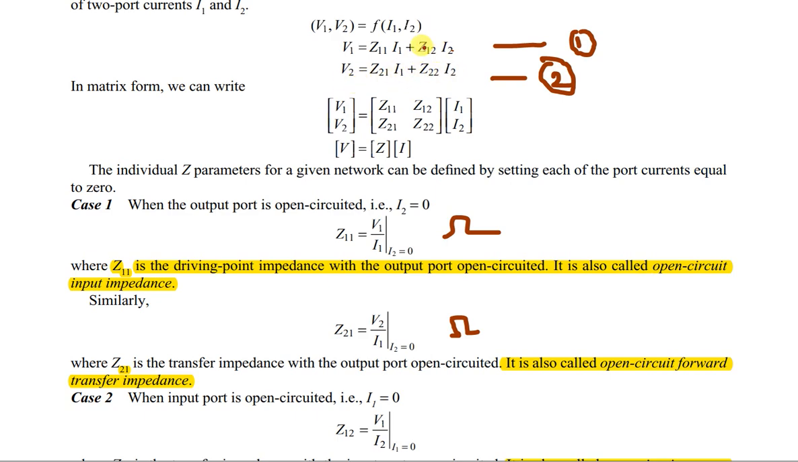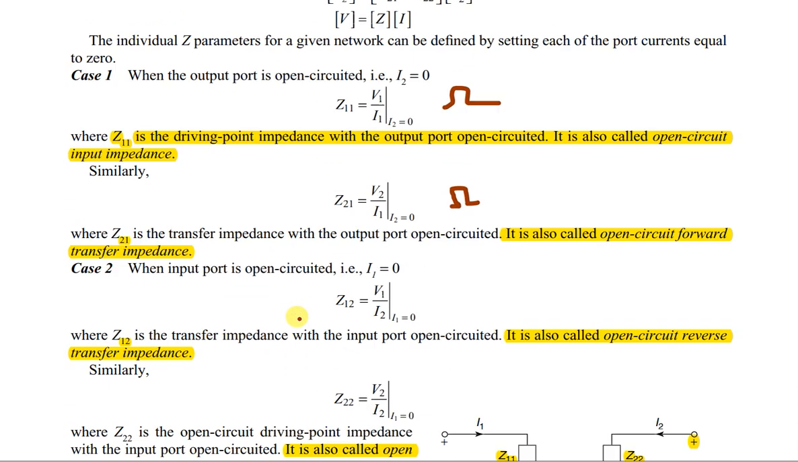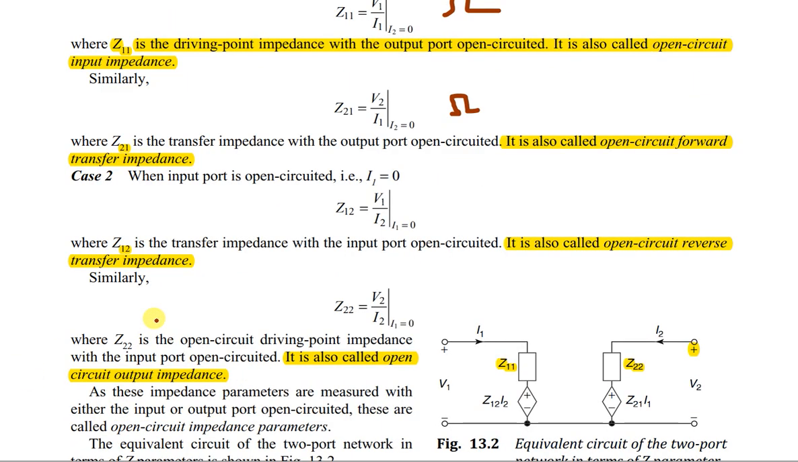But this one, Z12, is input side voltage and output side current. The voltage is input, the current is output. So it is reverse. So it is called reverse transfer impedance. Z12 is input side voltage, output side current, so it's called open circuit reverse. Output side voltage by input side current is forward, like we got for Z21: output voltage by input current, that is forward. But here it is input side voltage, output side current, so it is a reverse transfer impedance. Its unit is also impedance.